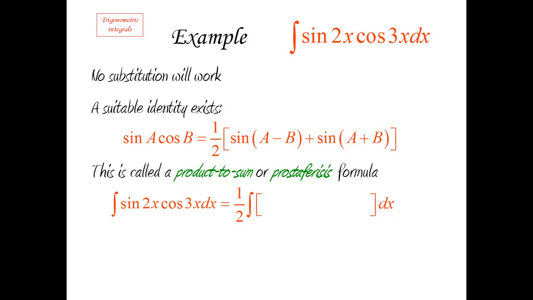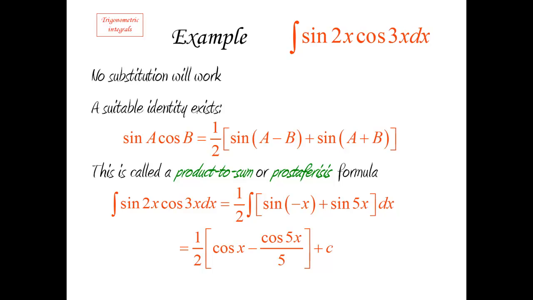We can take it out of the integral. And then what do we have inside? Well, we have to compute, first of all, the sine of the difference between the two numbers. That gives us the difference between 2x and 3x. Of course, that is negative x. And then add the sine of the sum of those two numbers, which gives us, of course, 5x. So what we end up with is the integral of sine of negative x plus sine of 5x.